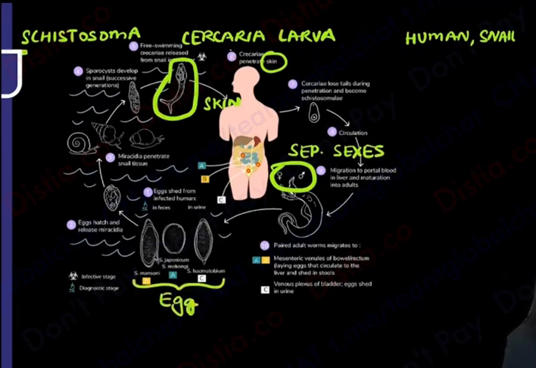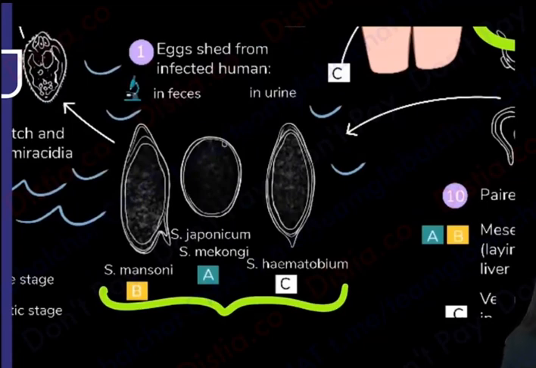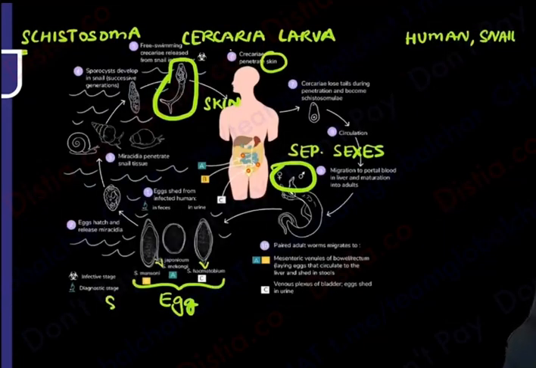Guys, how are the eggs? Look at the eggs. The eggs are having a spine. If the eggs are having a spine, this means these are spinous eggs. Matlab again, this is schistosoma. Okay, after this, maybe you don't know the rest of the life cycle. Yahan tak to you knew. Cercaria larva with skin penetration. Cercaria with skin, with separate sexes, with spinous eggs.